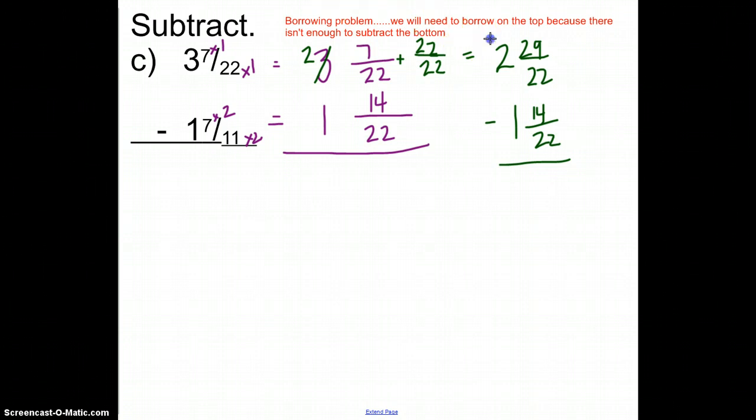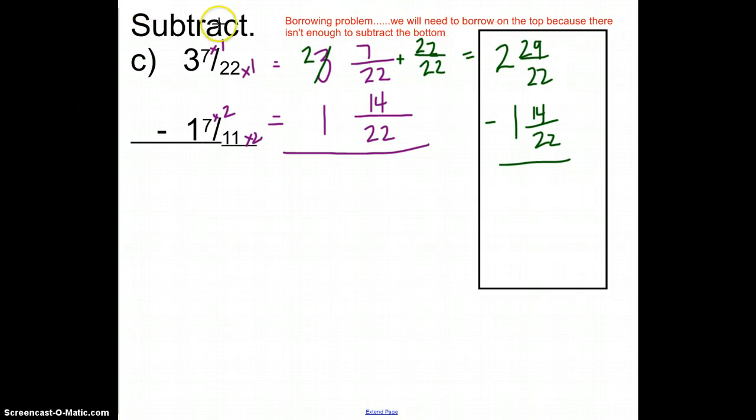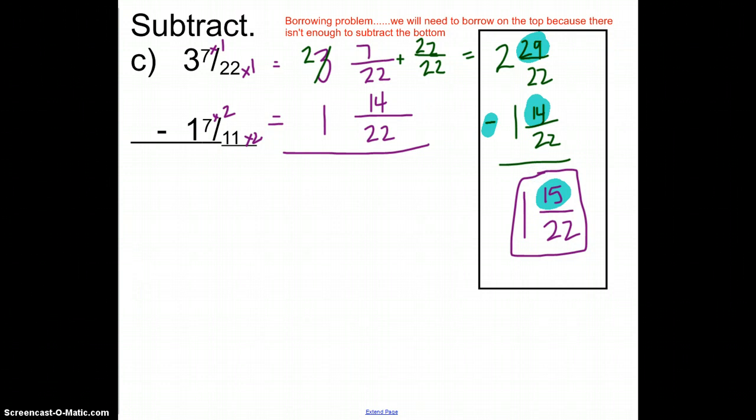Now the good thing is, this is where we're going to solve from. So 22 is my bottom number. And then I'm going to go through subtracting those two to get this. So on this one, 29 minus 14 is going to be 15. 2 minus 1 is 1. Now, my only issue in this problem is, can I reduce this? And I can't. When I think of 15, I think of 3 and 5. When I think of 22, I think of 2 and 11, neither of which have anything in common. So that's going to be our final answer.